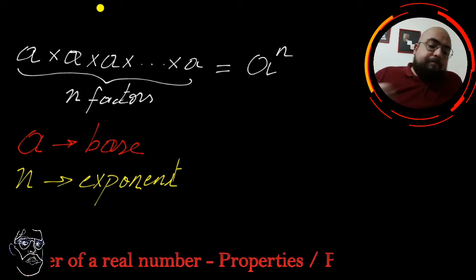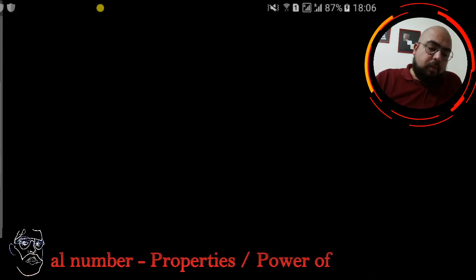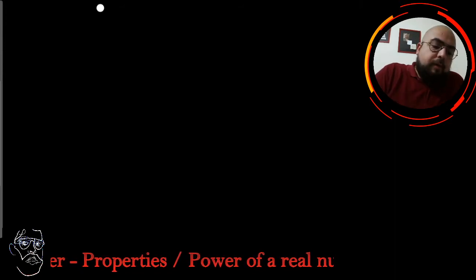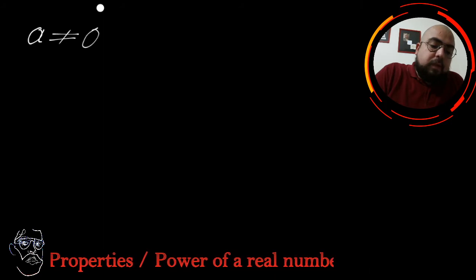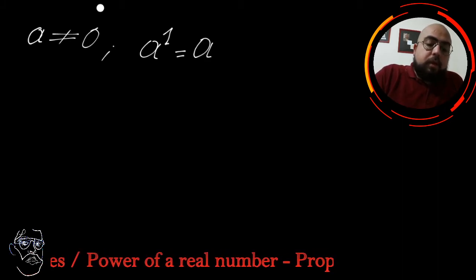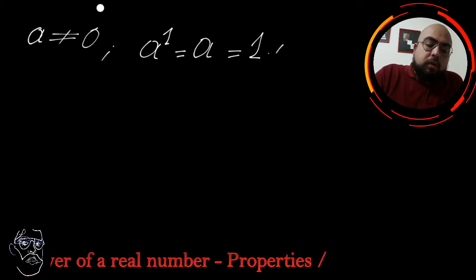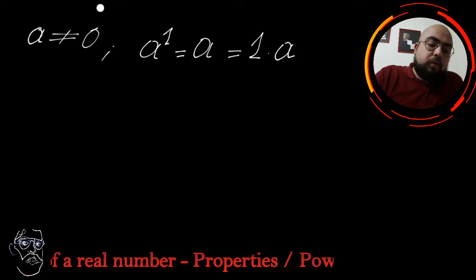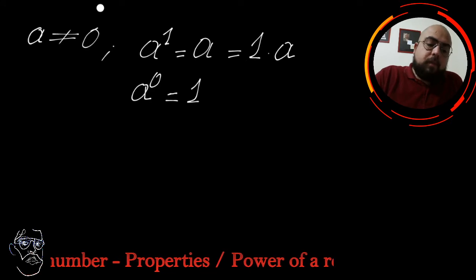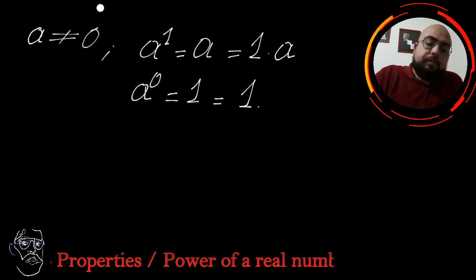I'm gonna take a few examples, but first I'm gonna also talk about some particular powers of real numbers. So whenever you have a, which is different than 0, you're willing to find a to the power of 1. This is equal to a, because we can say that it's the same thing as 1 times how many repetitions of a? 1. So 1 times a. The same thing goes to a to the power of 0, which is 1. In this case, it's 1 times how many repetitions of a? 0 repetitions. That's why it remains 1.